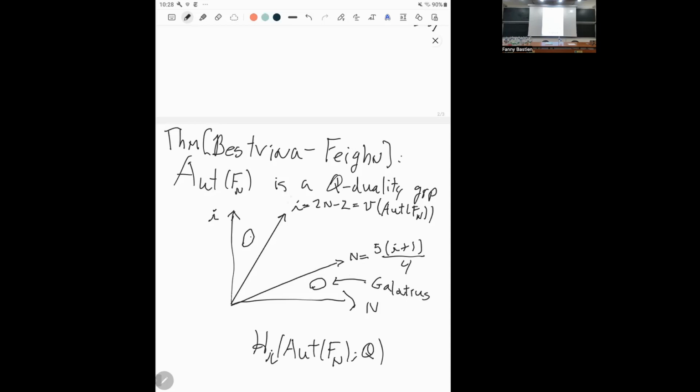Something I should say, I forgot to mention, is that the line i equals 2n, or that the VCD of Out(F_n) is 2n minus 2. This is due to Culler and Vogtmann.